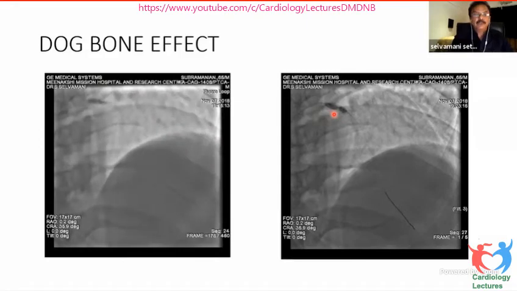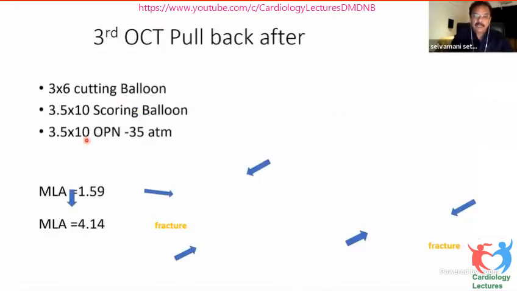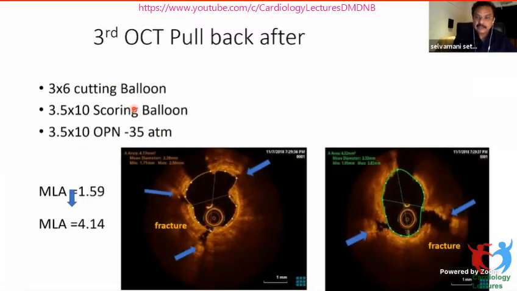So the next option, I had got nothing. So I took an OPN balloon, which was 3.5 into 10, and went up to 35 atmospheres. And after doing this OPN, what happens you see here, there is a significant fracture here, and then you see that the lumen has expanded from 1.59 to 4.1, which is an excellent thing.